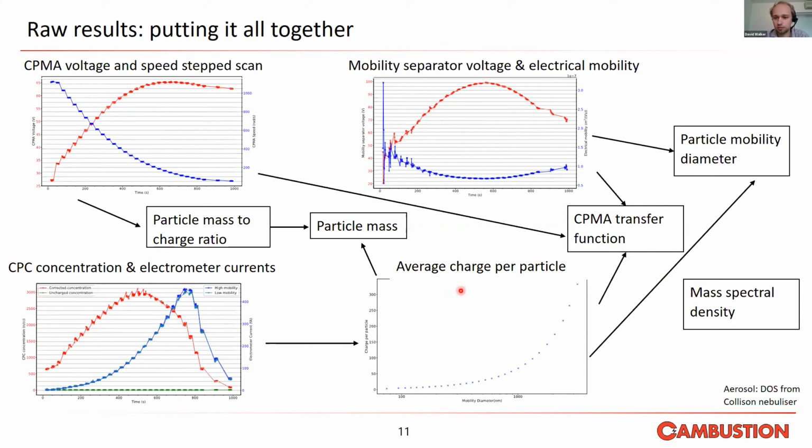Connecting all of these things together, we can calculate the CPMA transfer function width. And now we have all of this information, we can calculate the mass spectral density. Now, if we look at what that is in a more useful presentation, how do I get back to my presentation?